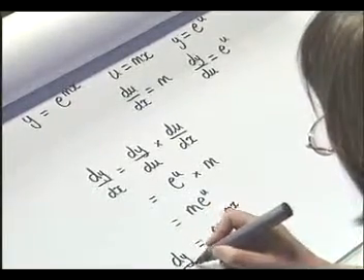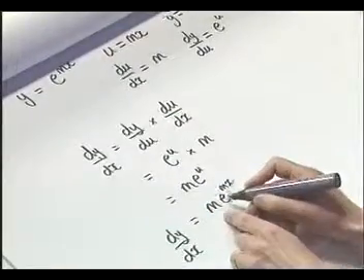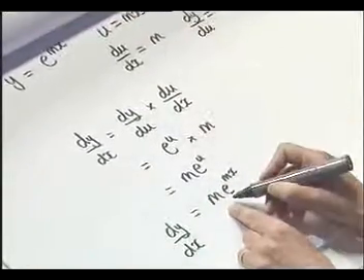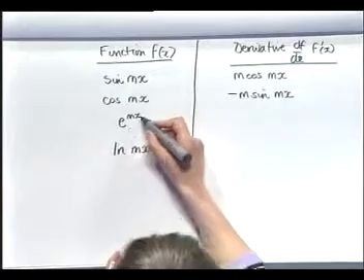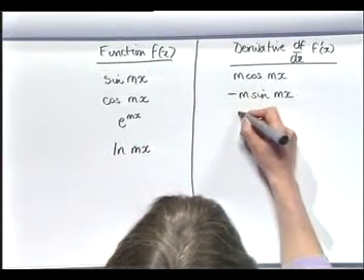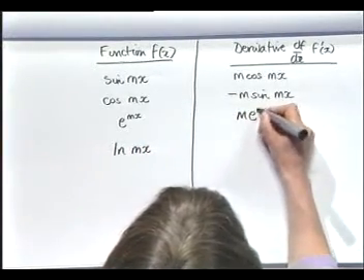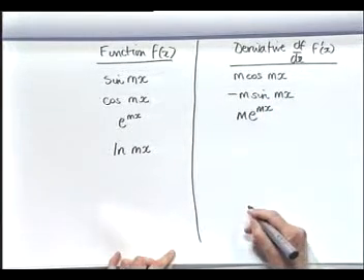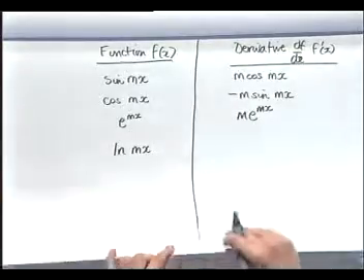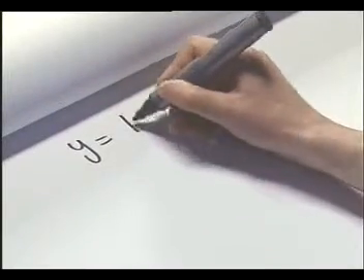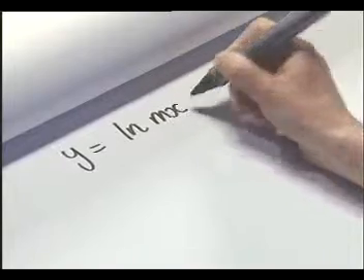So again, our derivative, we've ended up multiplying by m. Let's put that back in our table. So e to the power of mx, the derivative is m e to the power of mx. Let's look now at log to the base e of mx. So y equals log to the base e of mx.